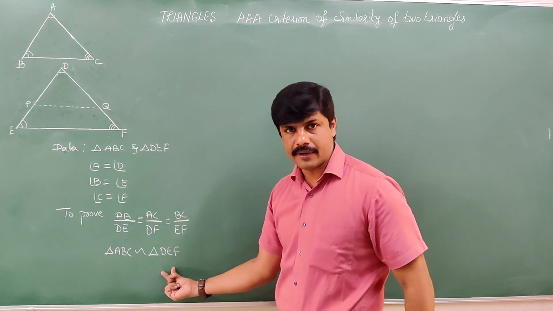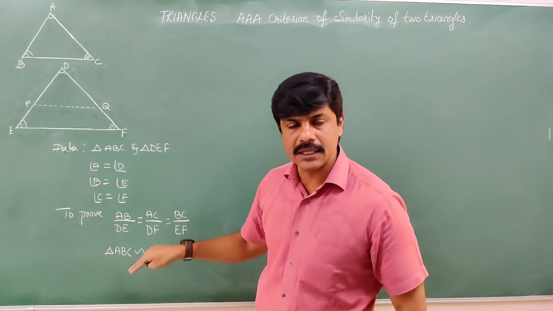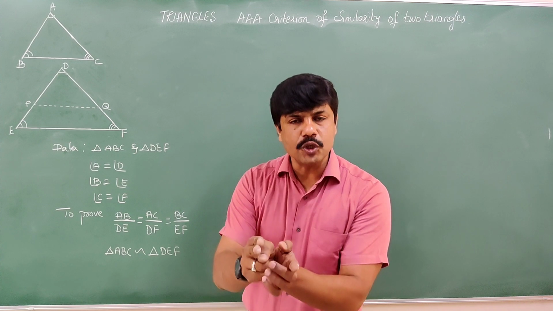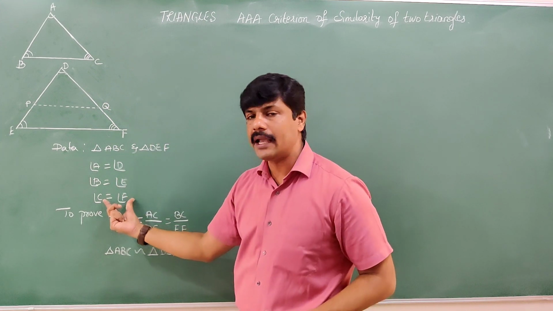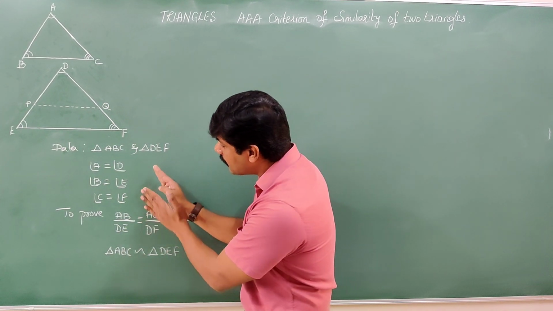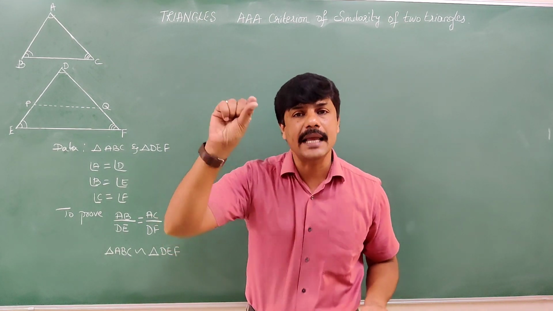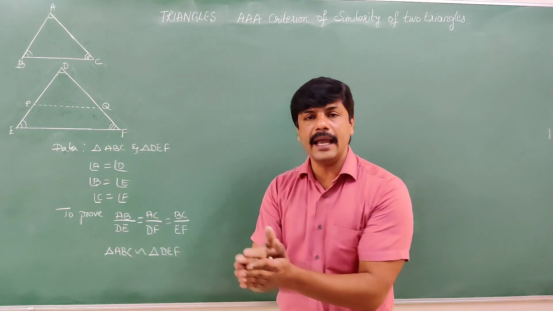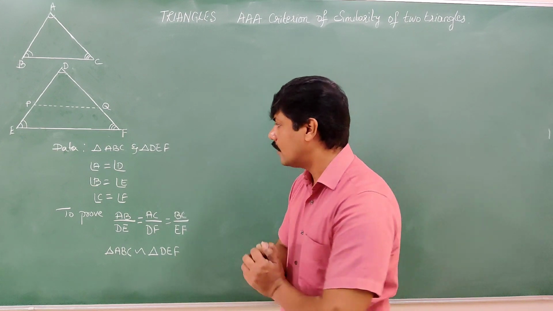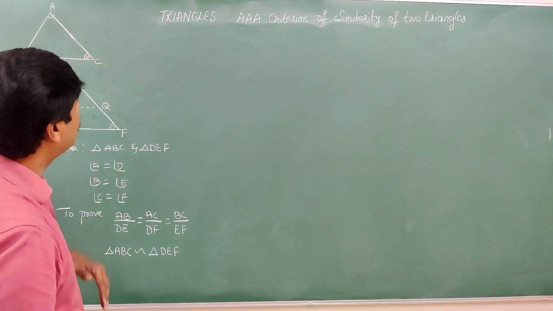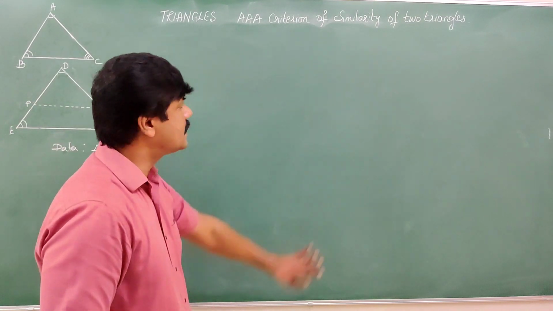Once you prove that their corresponding sides are in the same ratio, then automatically triangle ABC is similar to triangle DEF. How? For two triangles to be similar, there are two conditions. Two triangles should be equiangular, meaning their corresponding angles should be equal. That condition is there already. After this, if we prove their corresponding sides are in the same ratio, then we have proved that triangles ABC and DEF are similar. Okay, children, now we'll have to do some constructions, and thereby very easily we can prove this theorem.